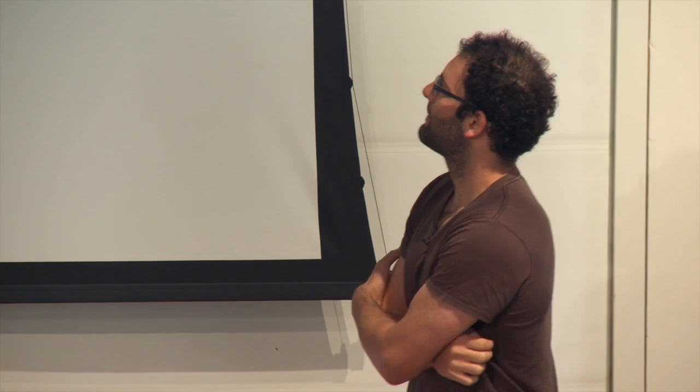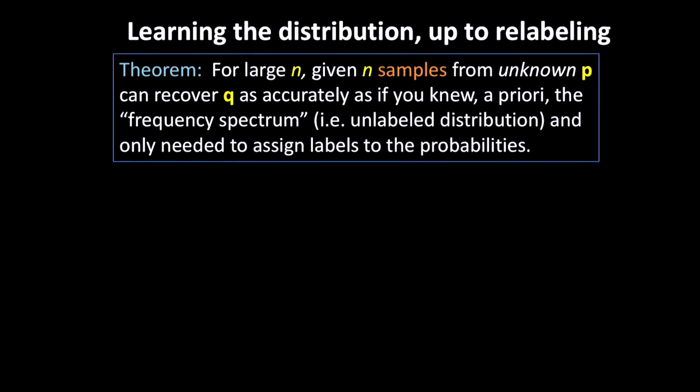So maybe I'll state this differently. Suppose someone told you there is a distribution of species of fish. There's some species that occurs with probability 0.5, some species that occurs with probability 0.1, some species that occurs with probability 0.05, but they don't tell you which species have these probabilities. They just give you this unlabeled vector of probabilities. And then you take your sample, and your job is just to assign the labels to these probabilities. And the claim is that for sufficiently large n, we can learn the distribution as well as if we already had this unlabeled vector of probabilities given to us and our only job was to label things.